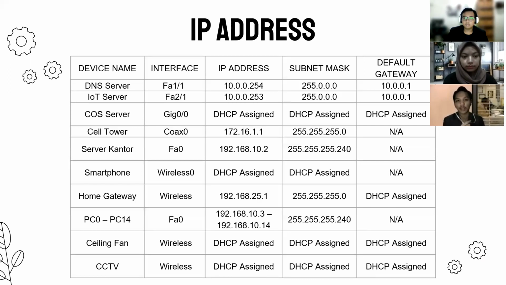The ceiling fan uses a wireless connection. The IP address, subnet mask, and default gateway are dynamically assigned. The CCTV is the same, using a wireless connection, and everything from IP address to default gateway is dynamically assigned. Okay, the next slide will be explained by my friend. Please, my friend, explain the next slide.